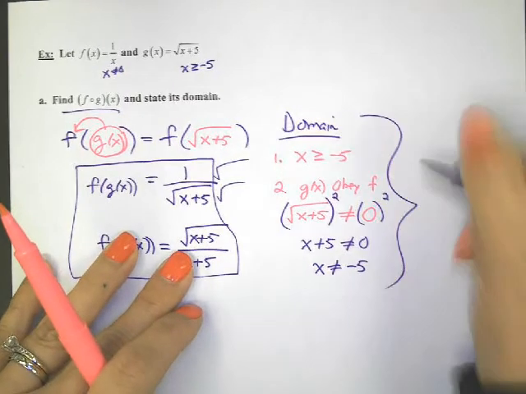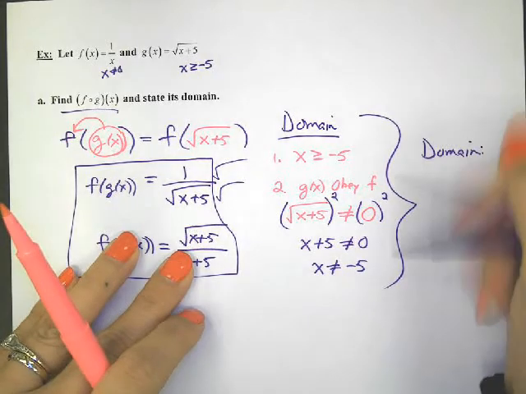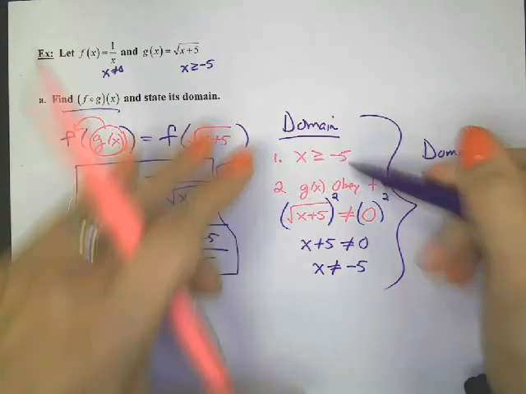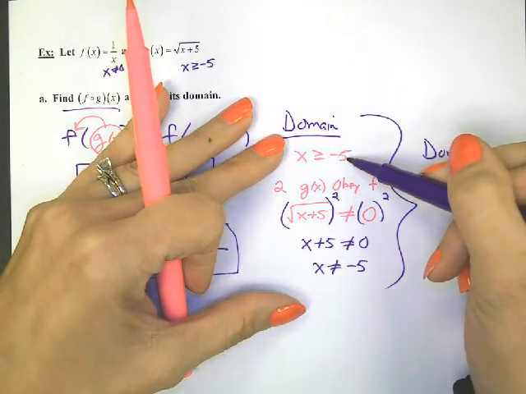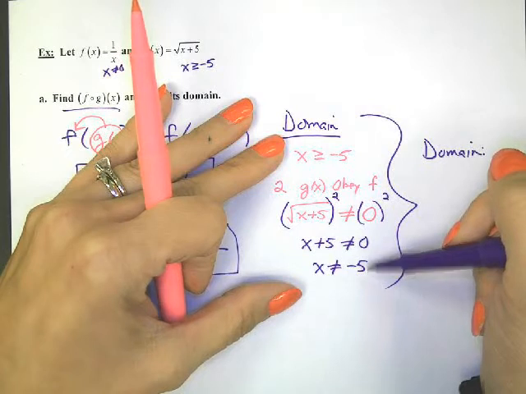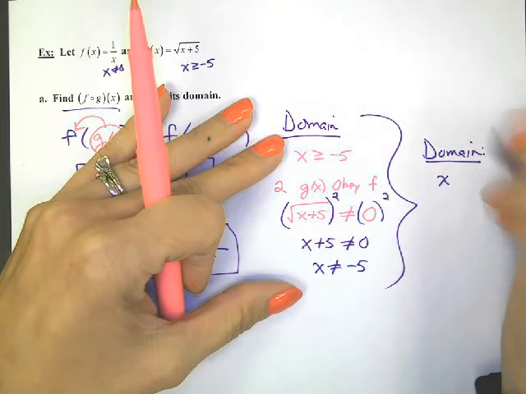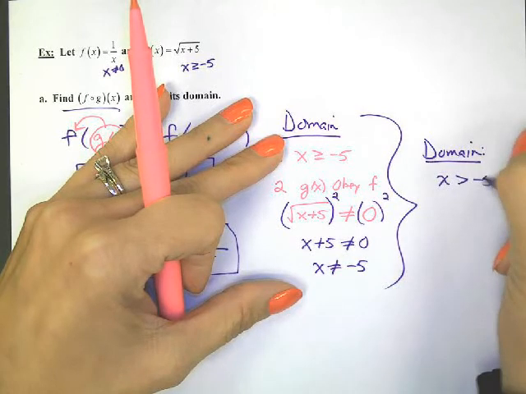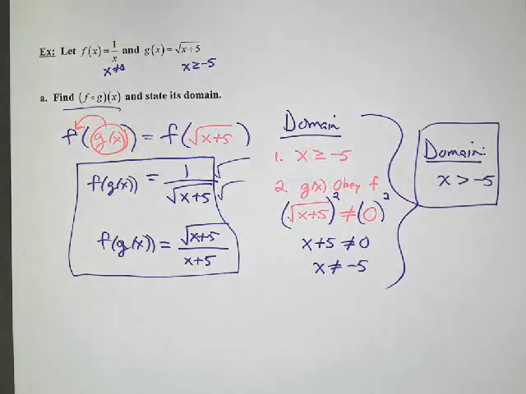So now I'm going to combine these answers for the overall domain. This is kind of weird because they're both negative 5. He says be greater or equal to negative 5, but this one says I don't want you to equal negative 5. So I guess if I put them together, x's are going to have to be just greater than negative 5. Thank you.